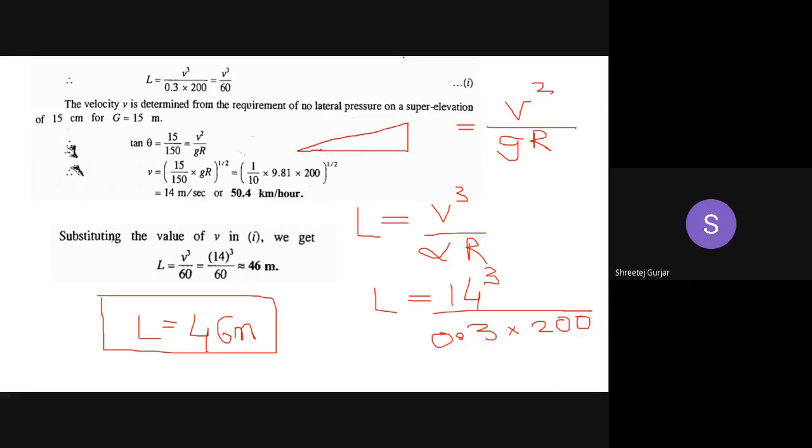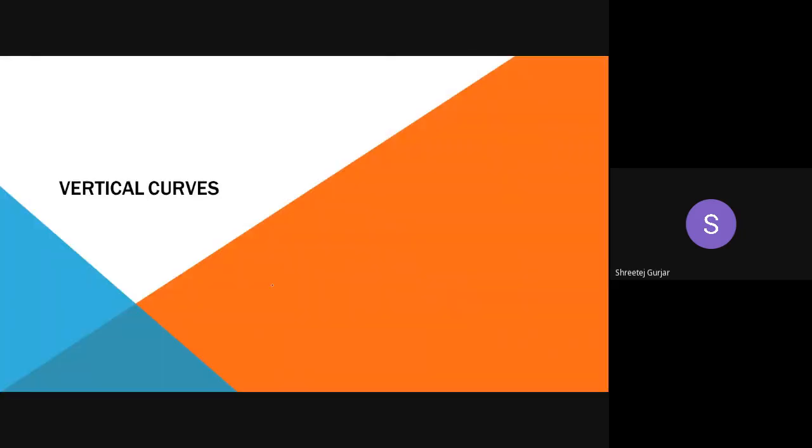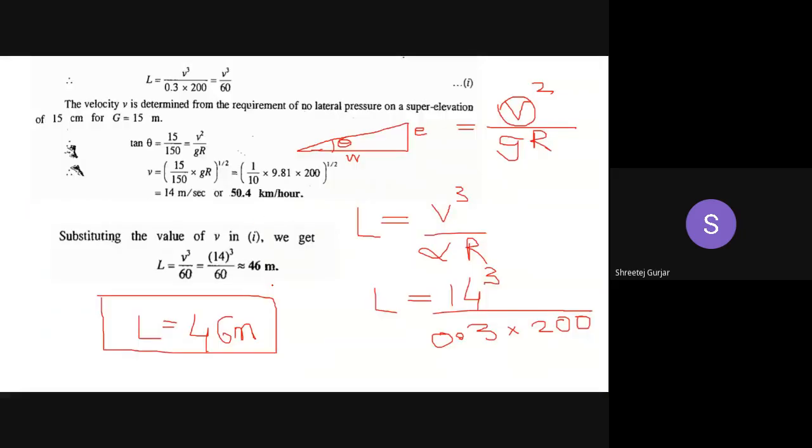It is this theta, tan theta, that is nothing but the super elevation E divided by the width of the road. You can write it as W or you can write it as B. So that you have to equate. You can get a velocity from that. If it is not given, you can calculate it, and then substitute to calculate the length of the transition curve. Okay, so this is regarding the transition curve.